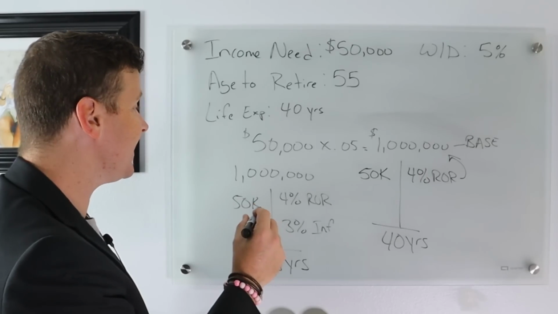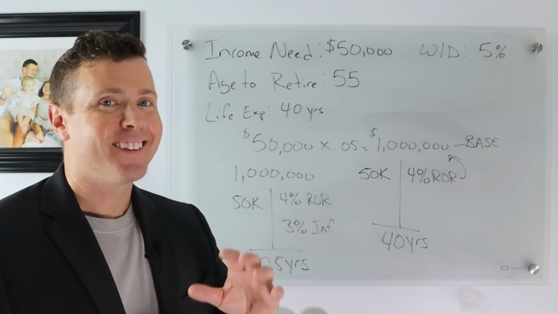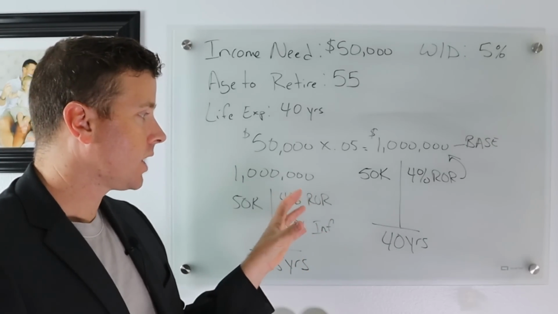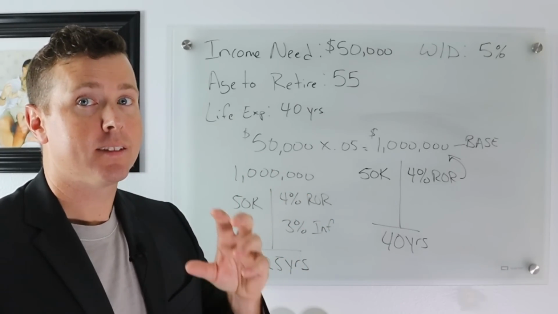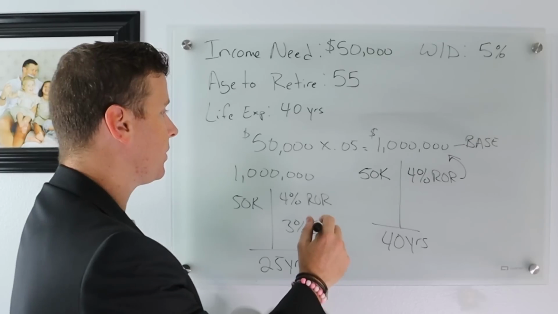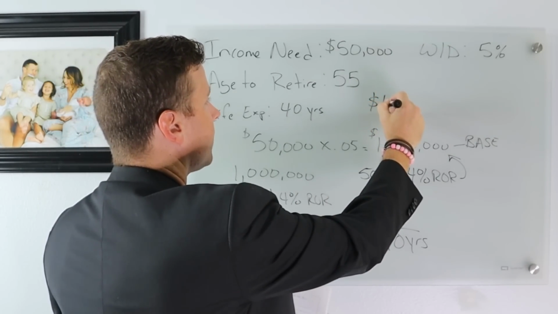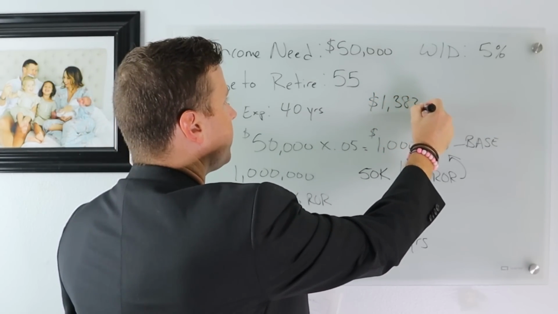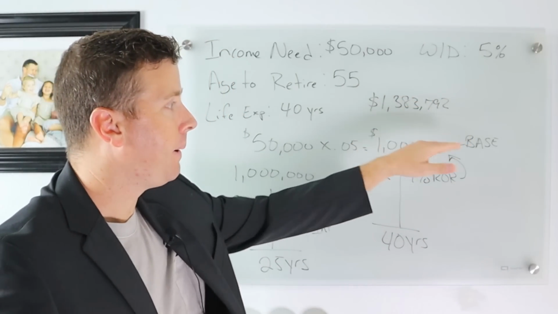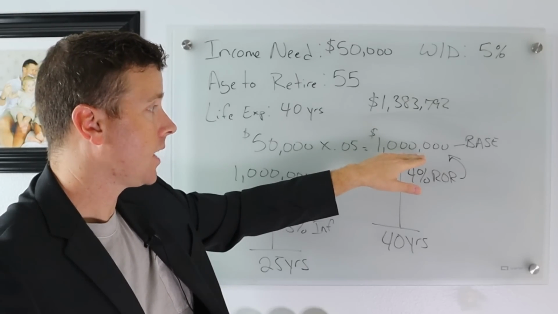Well, in this case, when we plug this into the software, because it's a little harder to do on a calculator, we do get the software involved when we're trying to figure out exactly how much we need to get us to that 40-year mark. It's an extra $383,000. So what that means is, I'm going to put it up here, $1,383,792. So our base figure that we need to retire at 55 is $1 million.